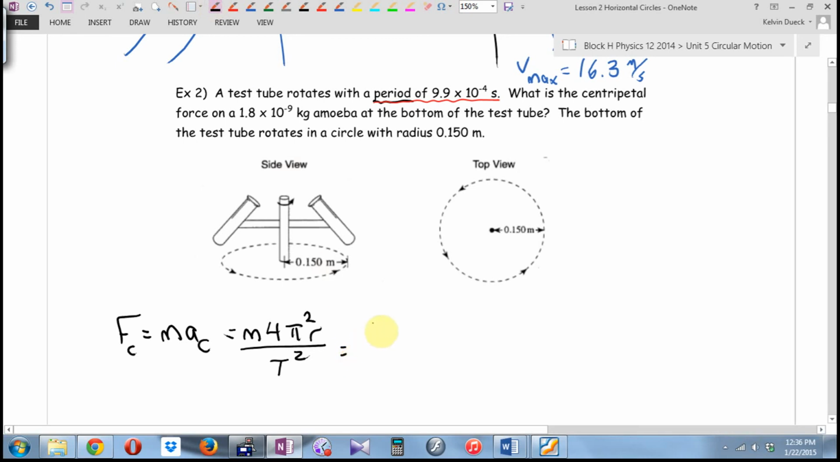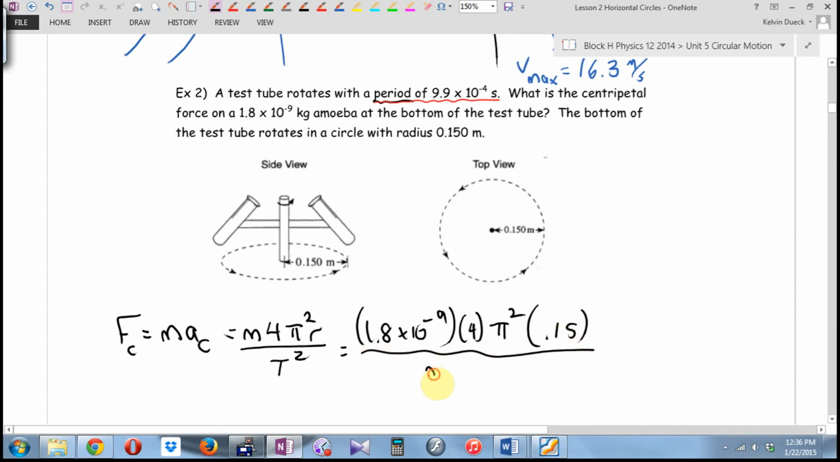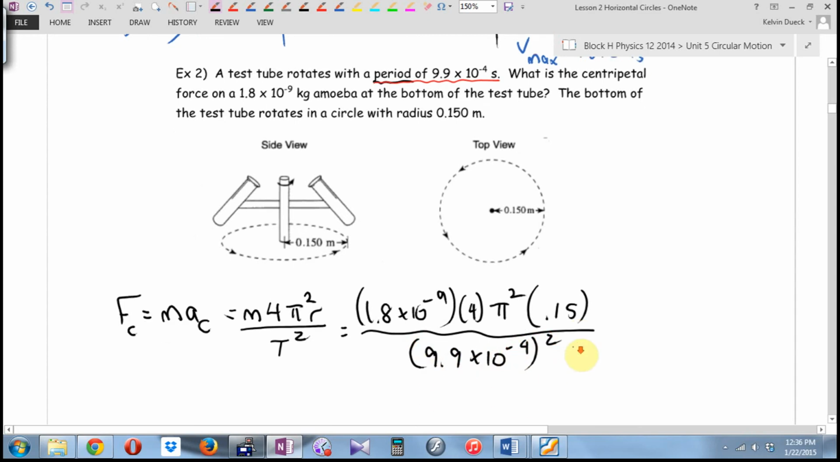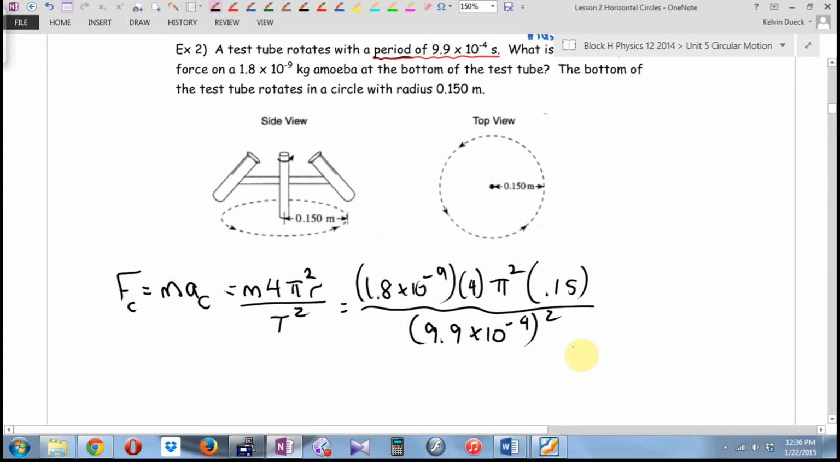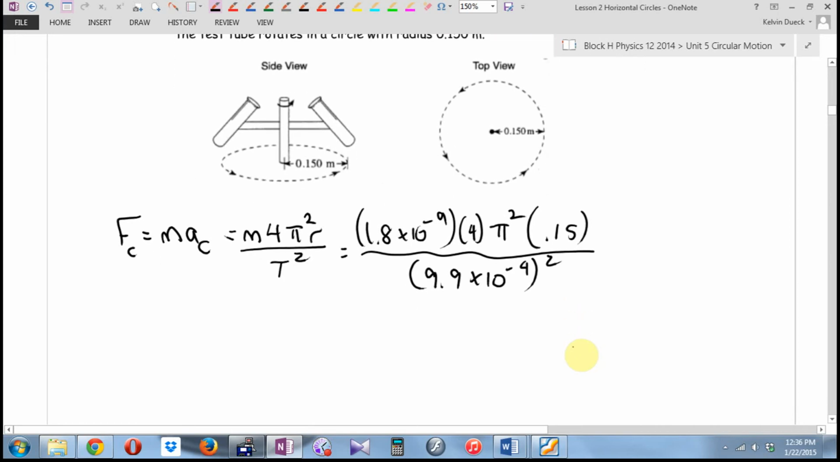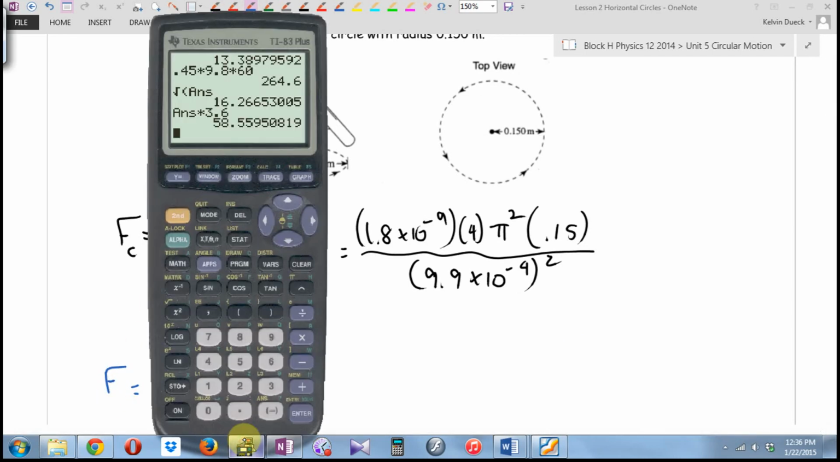What's the mass? 1.8 times 10 to the negative 9, times 4 pi squared, what's r? 0.15, divided by 9.9 times 10 to the negative 4th. You want to learn, for example, some of your calculators might not let you go pi squared. You might have to go pi times pi. I don't know. Try this, please, on your particular calculator. I'll show you what the answer is, and then I'll come help any of you that can't get that.